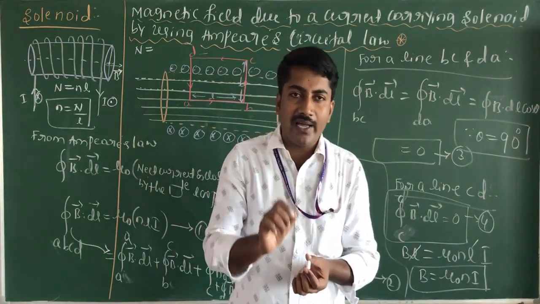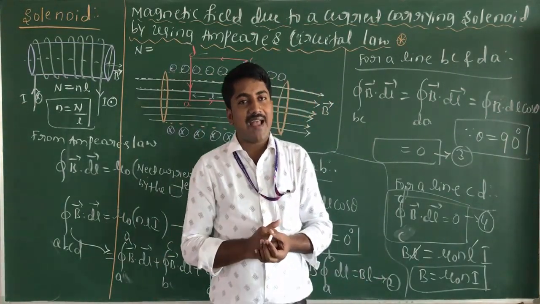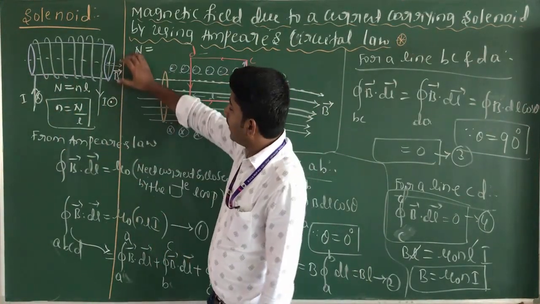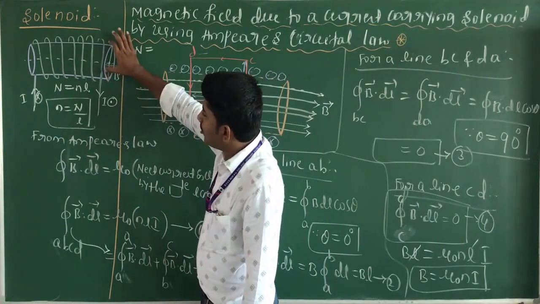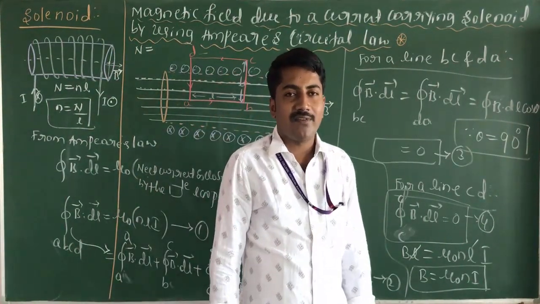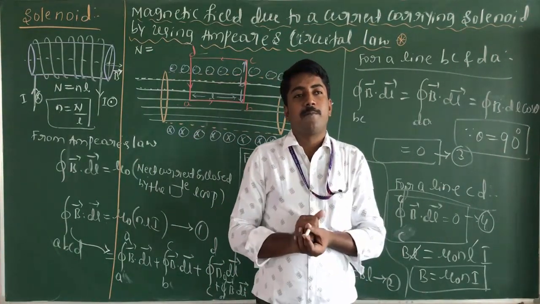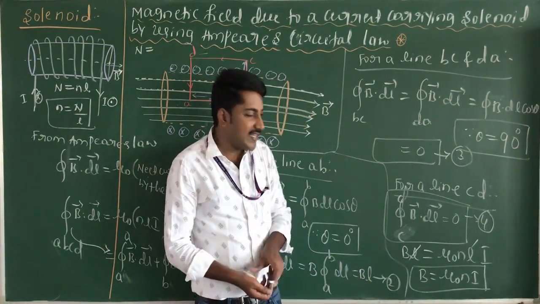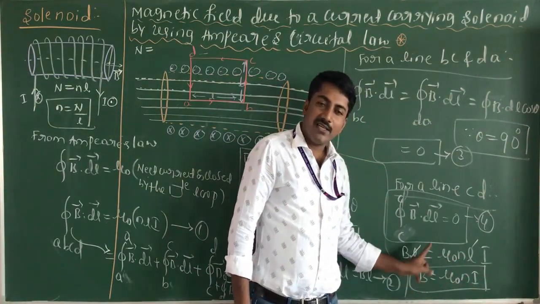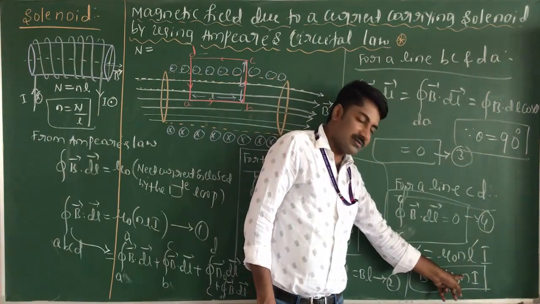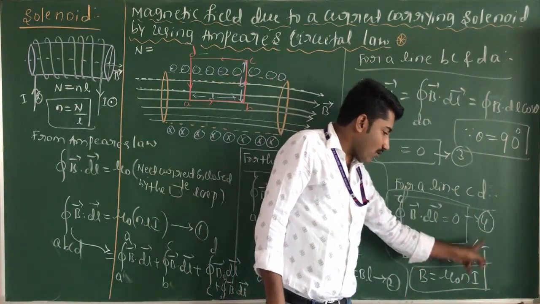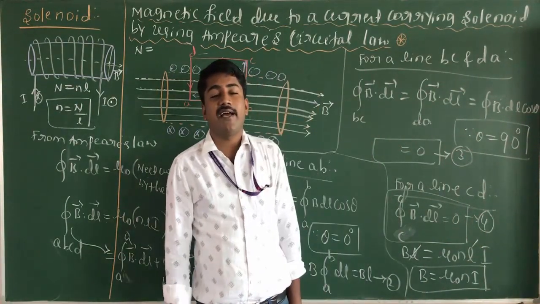The magnetic field at the center of the solenoid is maximum and uniform along its axis, and the magnetic field at the ends of the solenoid is non-uniform. The expression for the magnetic field due to the solenoid is B is equal to mu naught n into I. The magnetic field depends on the number of turns per unit length, and on the current flowing in that solenoid.